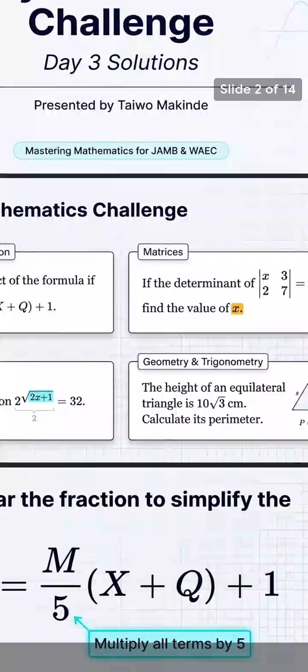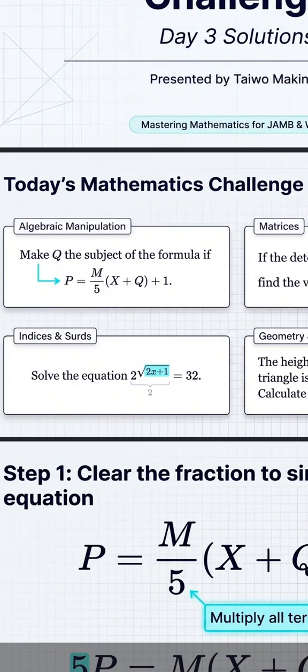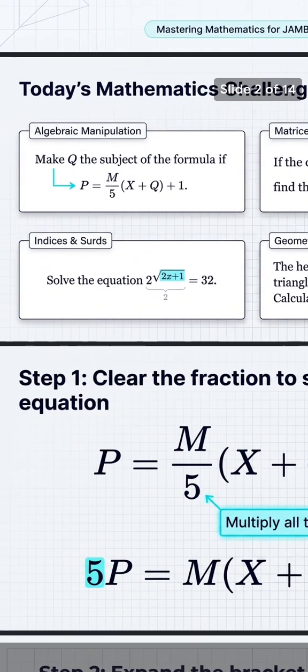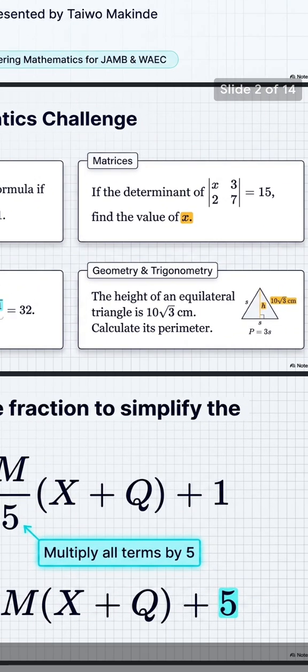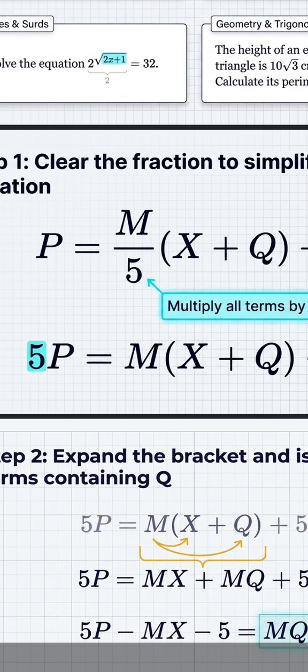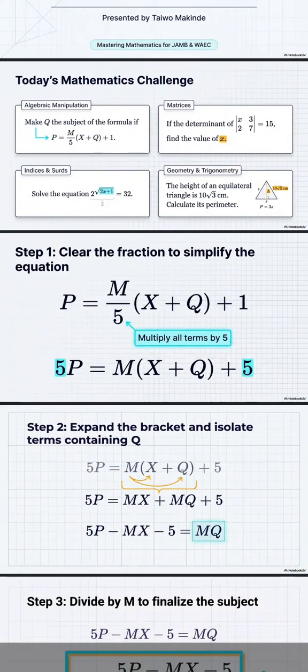We have 4 challenges before us. Number 1, we have algebraic manipulation, that's change of subject, and after that we have matrices and determinants. We have indices and surds, as well as geometry. Those are the challenges we have before us. Now let's go with the first one. That's a change of subject, which is algebraic manipulation. The question is we have to make Q the subject.